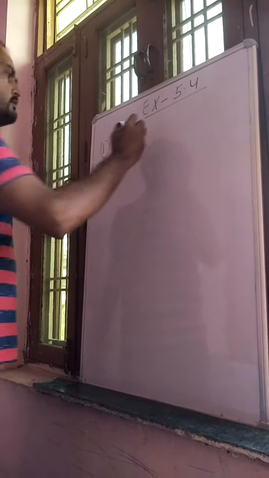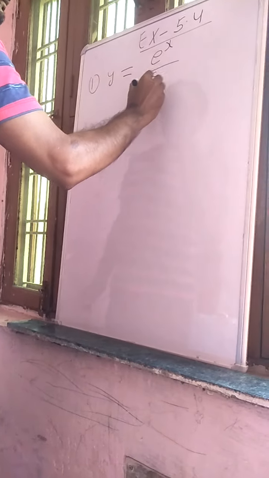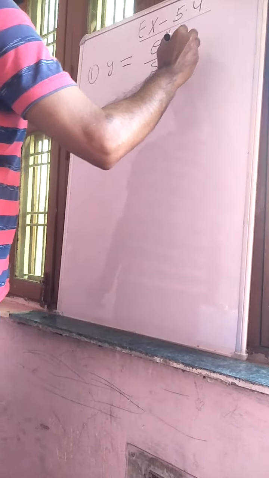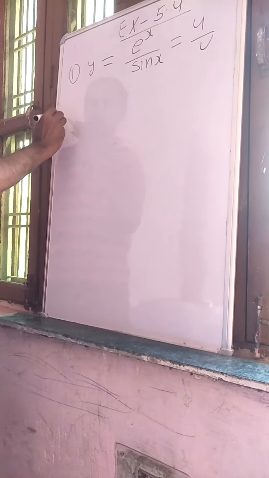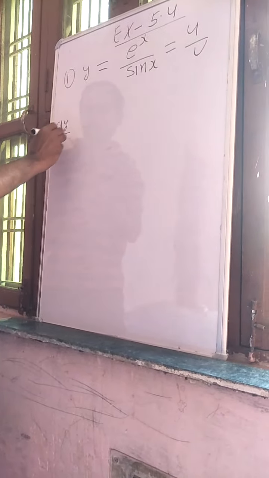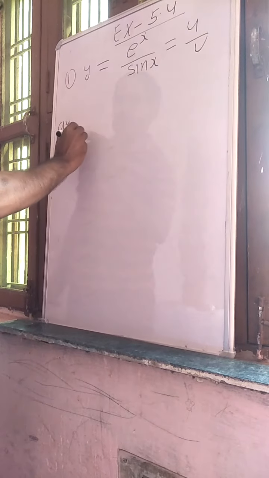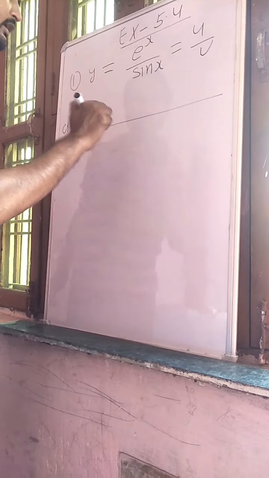e to the power x upon sin x. Sin x is also u upon v terms. U upon v. We also know that dy by dx. This is very easy. First of all, we have to write here v square.